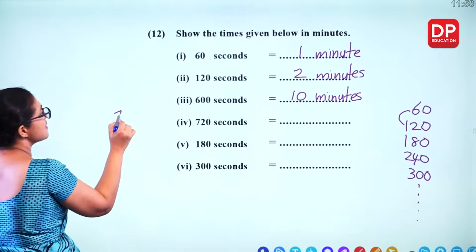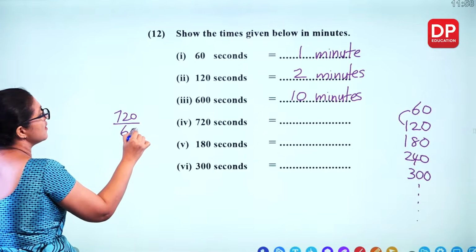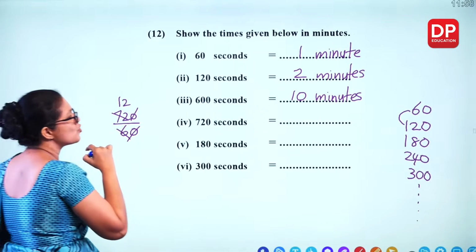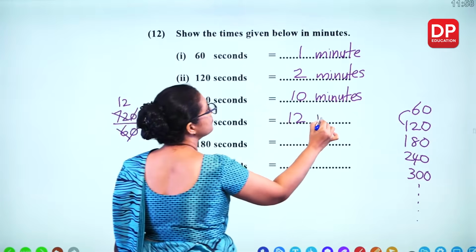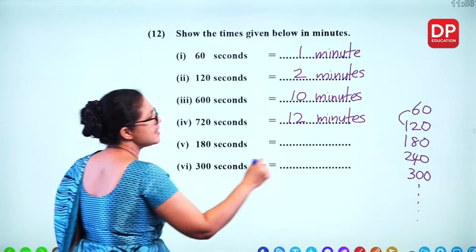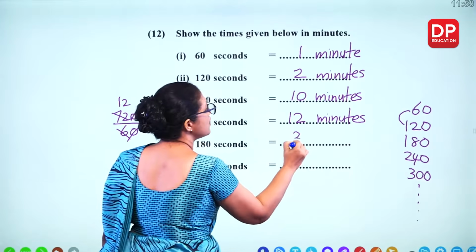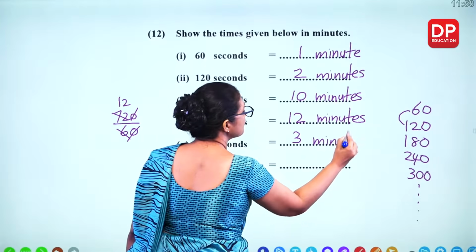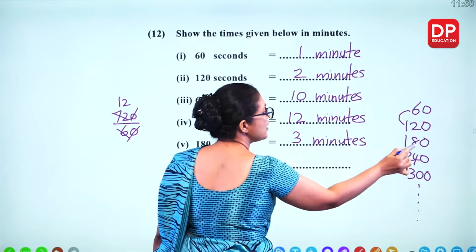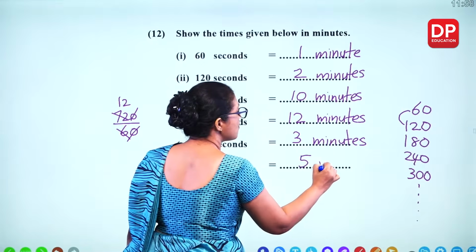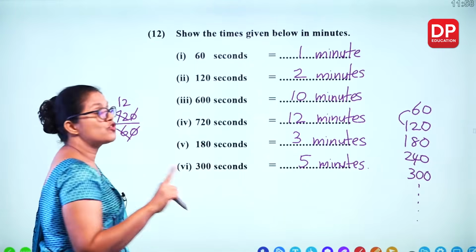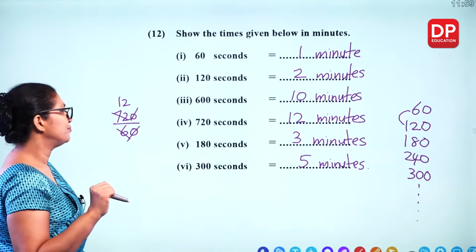720 divided by 60. 0, 0 get cancelled out. 6 times 1, and for 12, that's 2. 12 minutes. 180. 1, 2, 3. 3 minutes. 300 seconds means 1, 2, 3, 4, 5. That's 5 minutes. So how do you get the answer? Seconds to minutes, you divide this by 60.